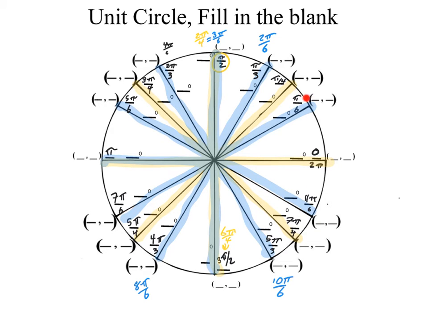We just count by pi over 6 for the odd ones, and we count by pi over 4 for the middle ones, and we count both of them at the corners. So 1/6, 2/6, 3/6, 4/6, 5/6, 6/6, 7/6, 8/6, 9/6, 10/6, 11/6, 12/6. Boom. Fourths: 1/4, 2/4, 3/4, 4/4, 5/4, 6/4, 7/4, 8/4. That's it. If you can count, you can fill these in.